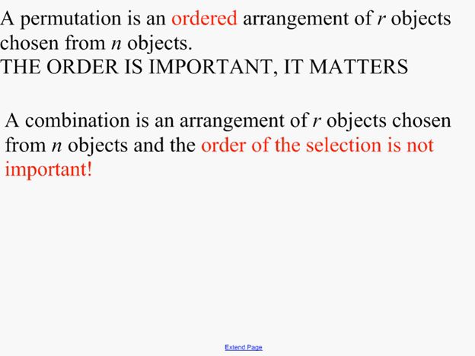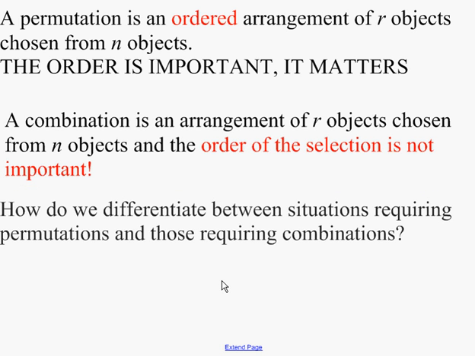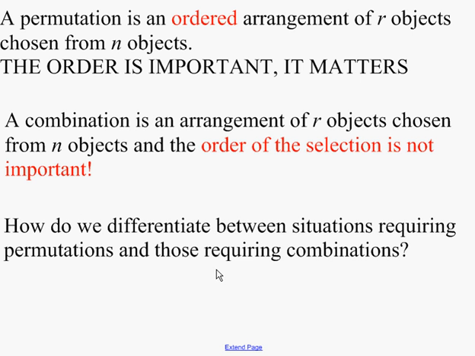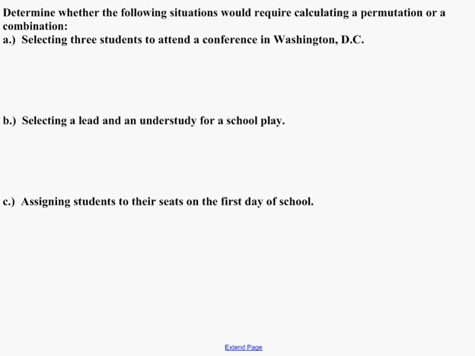So to summarize, in a permutation, the order is important. It matters. In a combination, the order of the selection is not important. So to answer our aim, how do you differentiate between situations requiring permutations and those requiring combinations? Well, you have to ask yourself, is the order important? Is the order not important? If the order is important, then it's a permutation. If the order is not important, it's a combination.